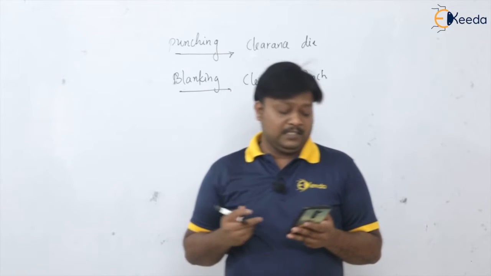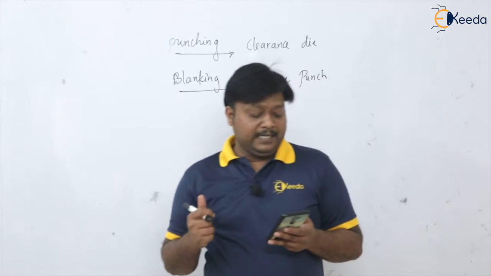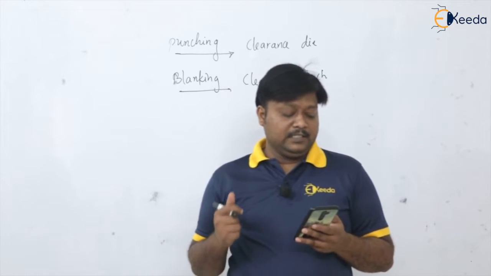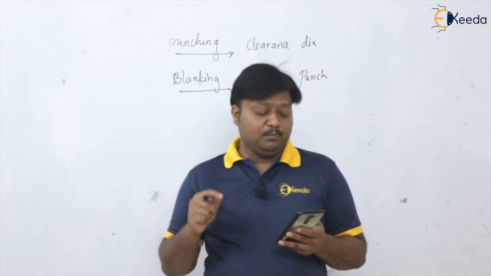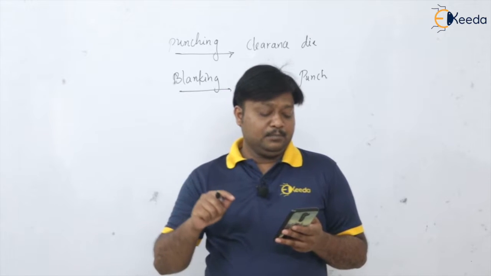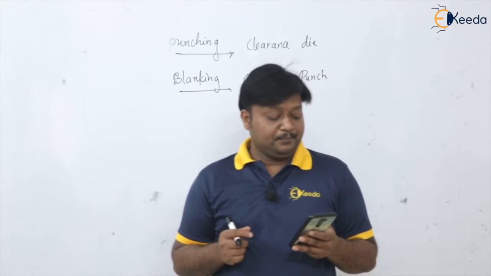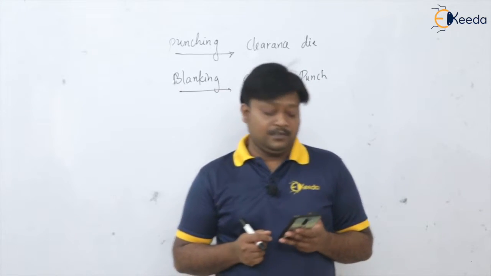So fill in the blanks was the question. For blanking and piercing operation, the clearance is provided on, blanking is first, so it will be on the punch, and in piercing on the die respectively. This is the first question.